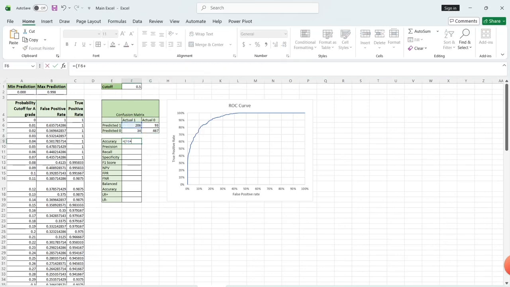Next, we calculate accuracy, which is the degree of correct predictions across the dataset. Precision, which reflects the model's reliability in predicting an A grade. And recall, which is the model's capability to identify students who actually achieved an A. We also calculate specificity, which measures the model's ability to correctly identify students who did not achieve an A grade.